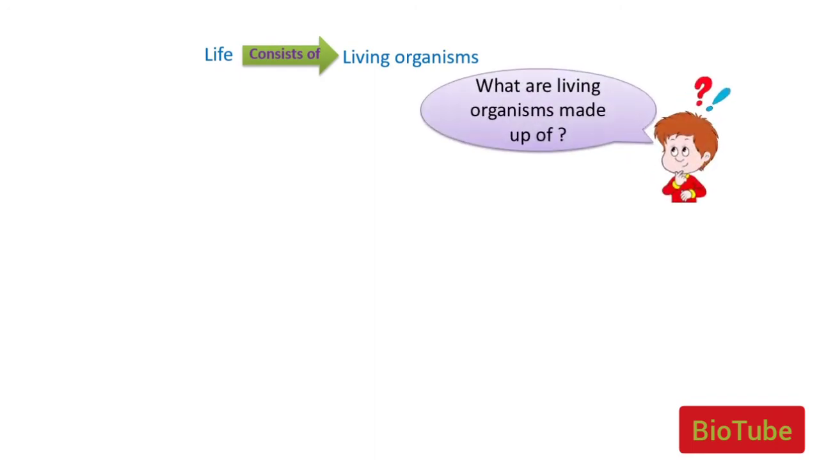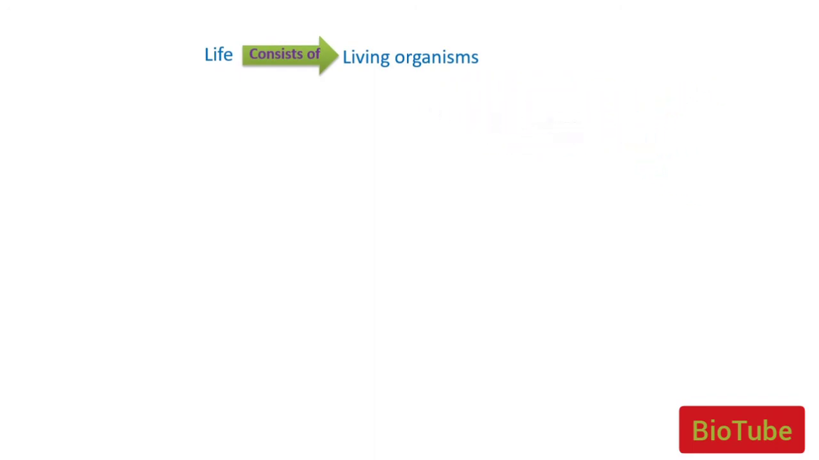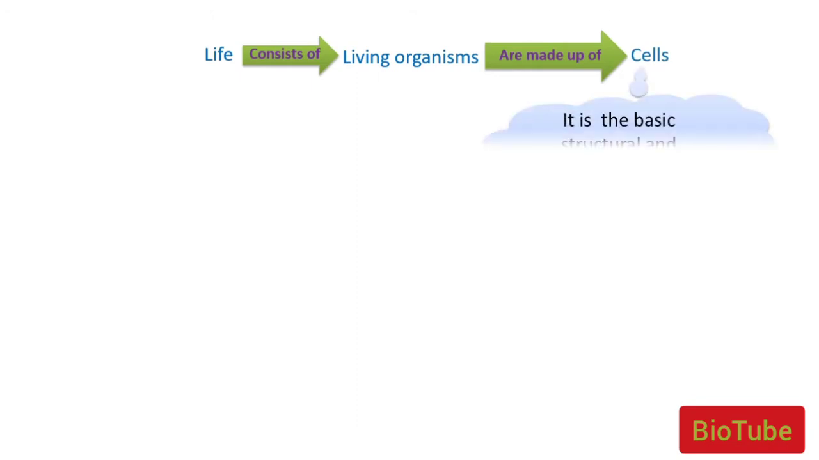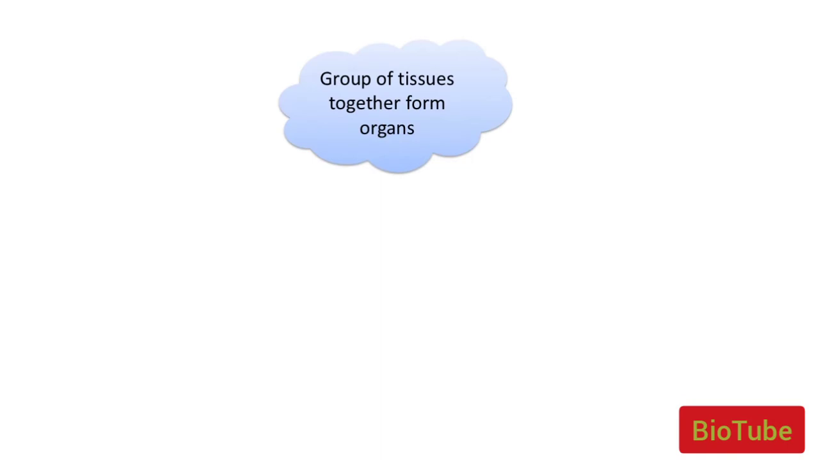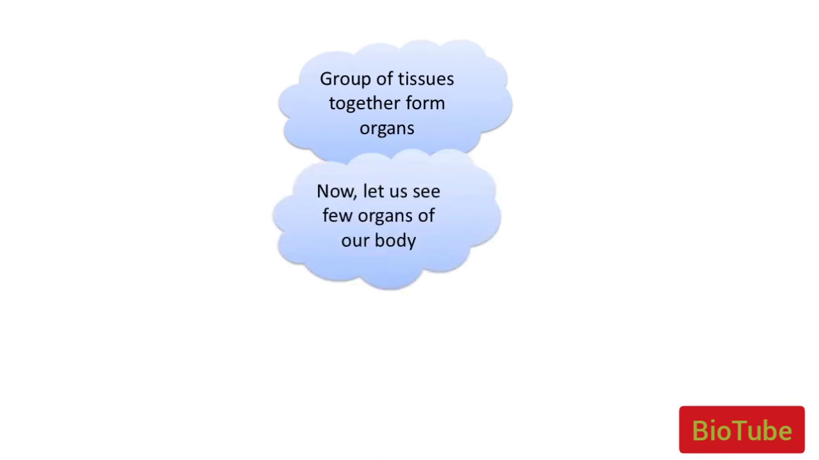Now we know that life consists of living organisms. And what are these living organisms made up of? All the living organisms are made up of cells. And we know that it is the basic structural and functional unit of life. Cells form a group, and a group of cells is called a tissue. This group of tissues together forms an organ.